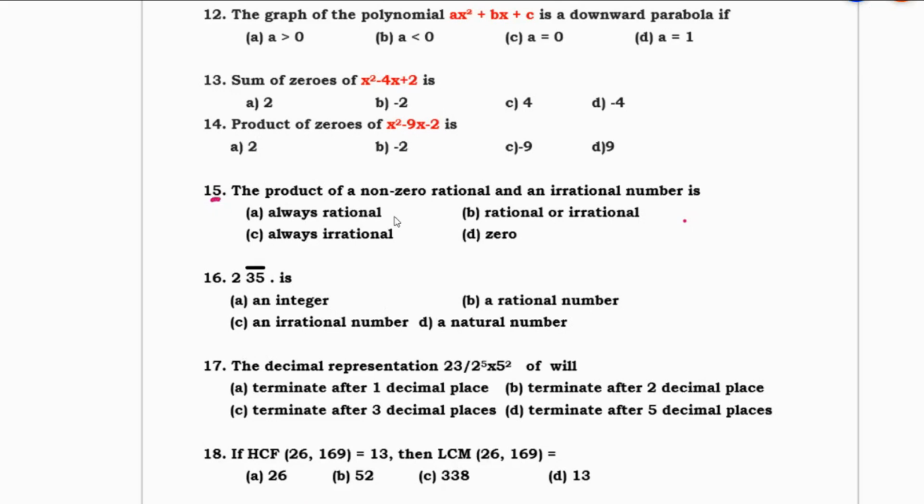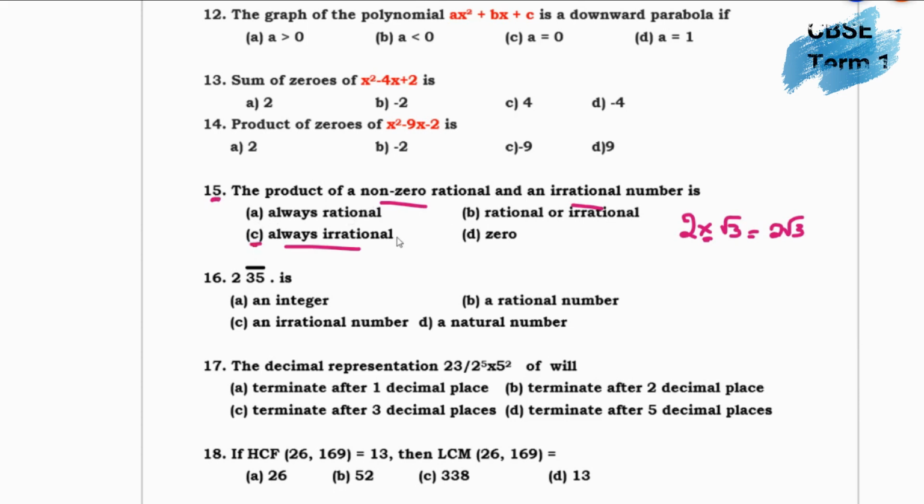15th question. The product of a non-zero rational number and an irrational number is always an irrational number. For example, 2 is a rational number and root 3 is an irrational number. The product of 2 and root 3 is 2 root 3, which is an irrational number. So the correct option for the 15th question is C.